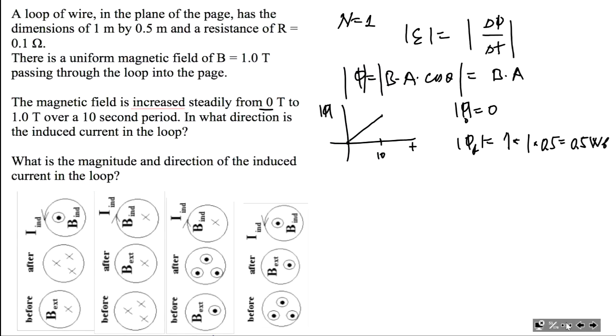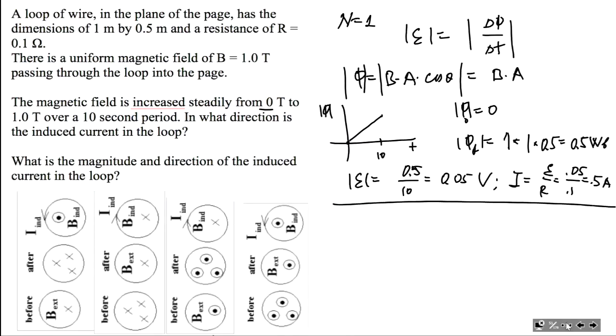And that happens over 10 seconds. So if you want to calculate the induced EMF, 0.5 over 10, 0.05 volts. And if I want to calculate the induced current, 0.05 over 0.1, 0.5 amps. That's it. So with the numbers, if we use that equation, we just have to carry out a straightforward calculation.